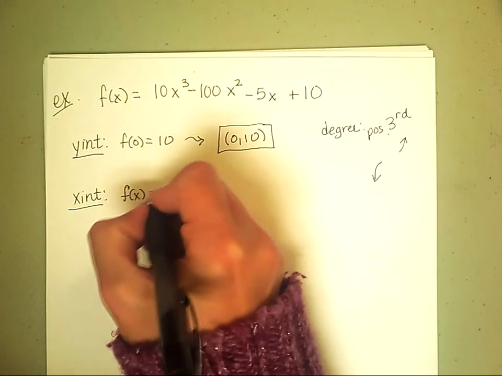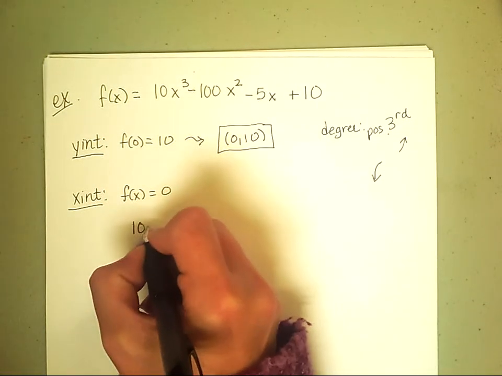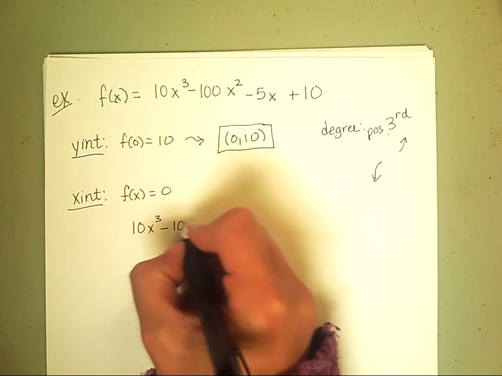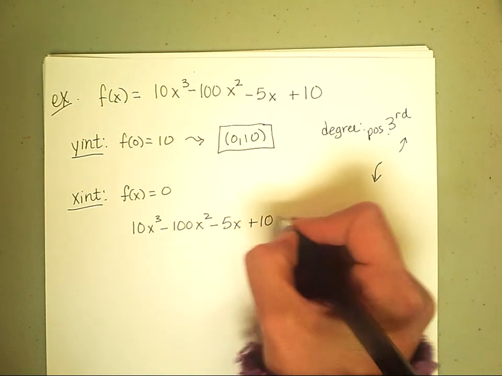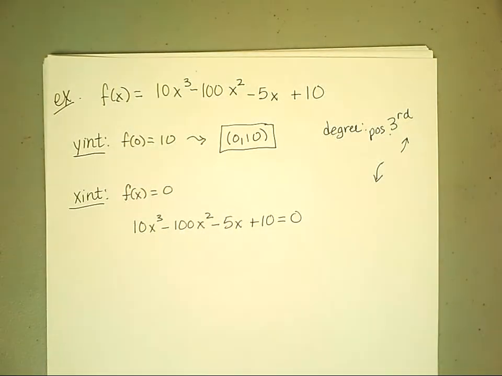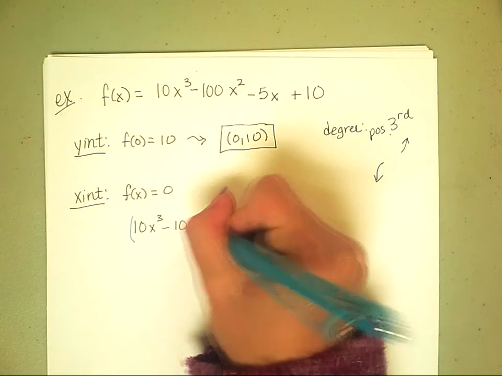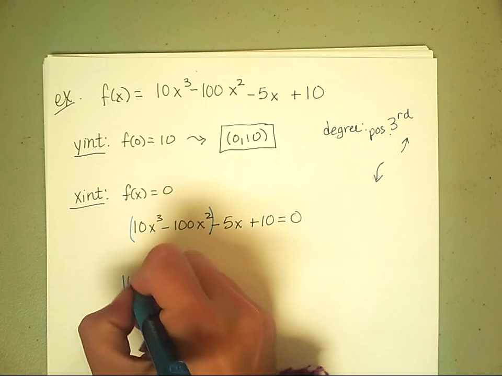And now we need to solve where f of x is equal to 0. That is, we need to solve 10x cubed minus 100x squared minus 5x plus 10 equals 0. Okay, so let's do this one. We can do some factoring by grouping.